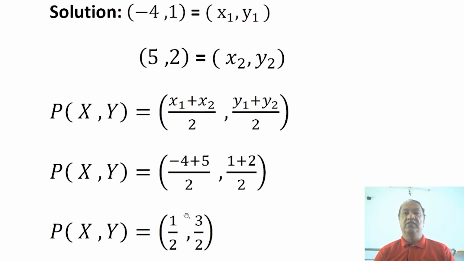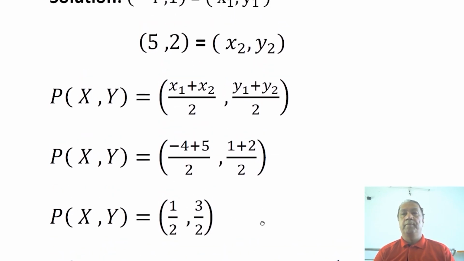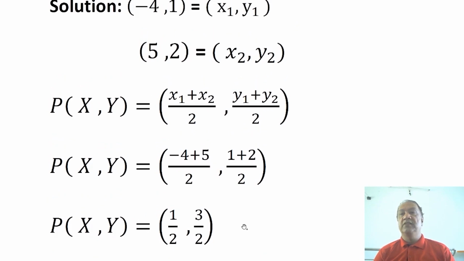Let us move on to the next step. Pxy is equal to minus 4 plus 5 is 1, so this is 1 by 2. 1 plus 2 is 3, so this is 3 by 2. So Pxy is equal to 1 by 2 comma 3 by 2.